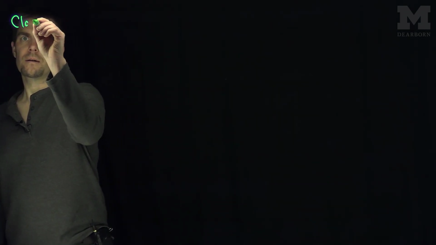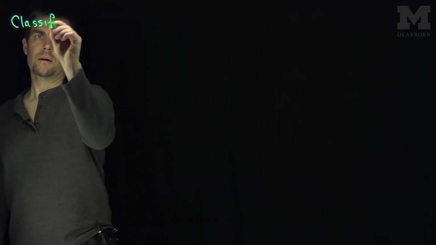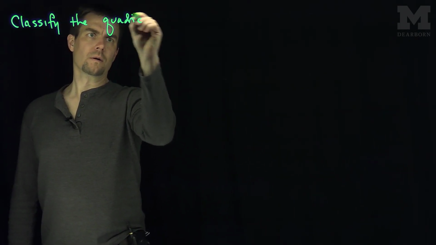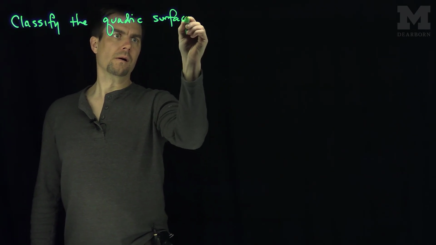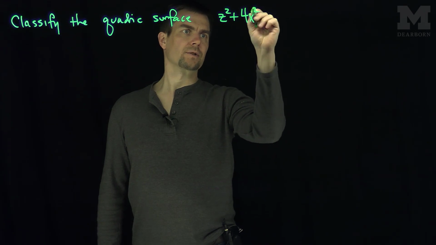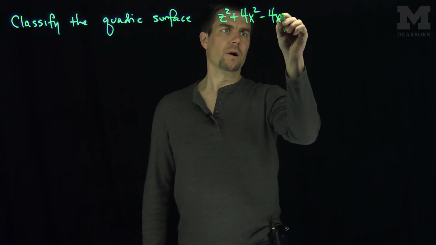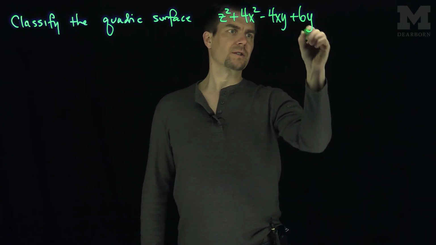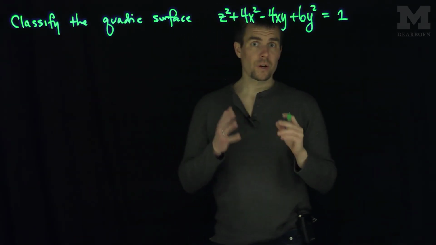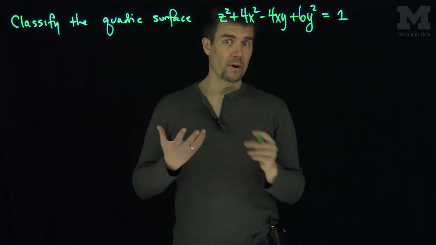Hello students, in this video we'll see an example of classifying a quadric surface. Let's classify the quadric surface z squared plus 4x squared minus 4xy plus 6y squared is equal to 1. Now, classifying this quadric surface would be easy if there was no negative 4xy in this.